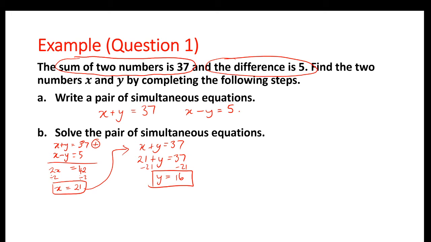Now we need to just check our answers and make sure it's correct. If I put these two numbers into both of those equations, it should work. So x plus y, 21 plus 16, should be equal to 37, which it is. And 21 minus 16 should be equal to 5.